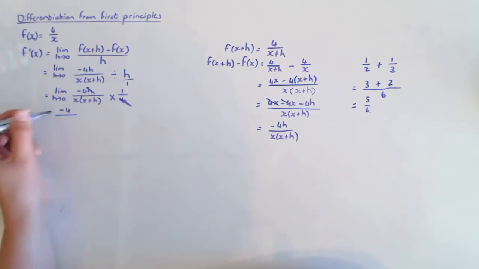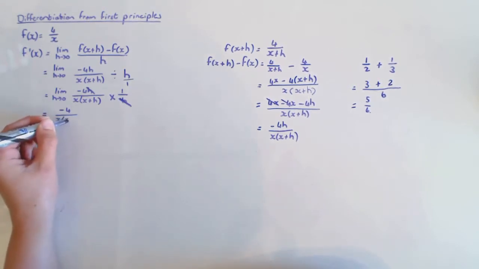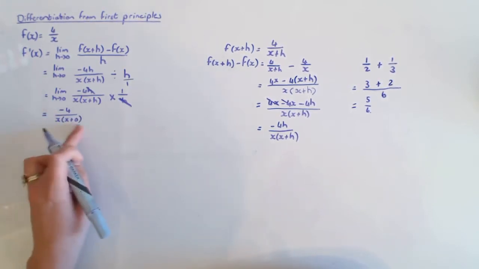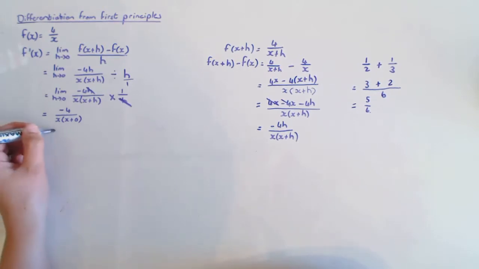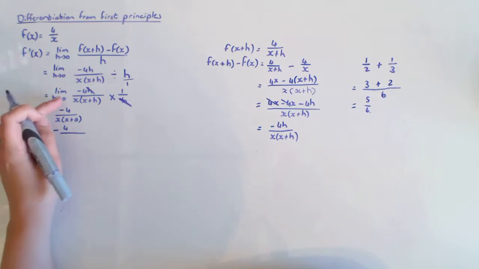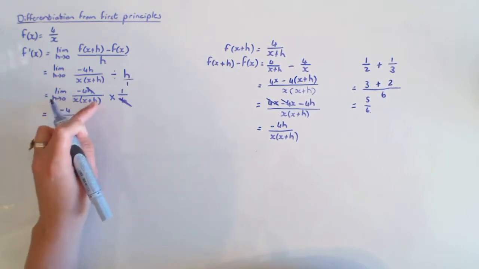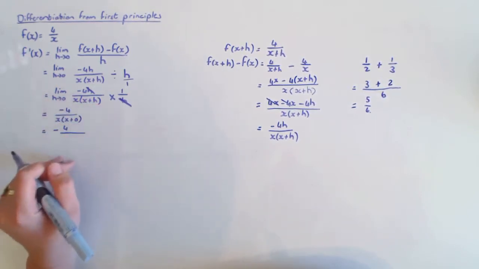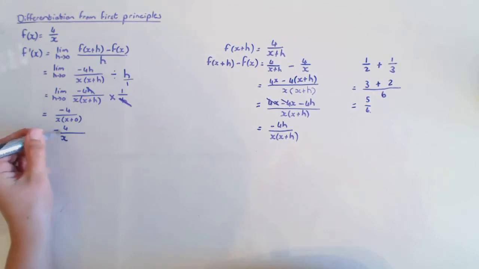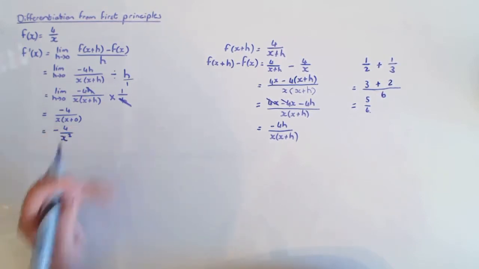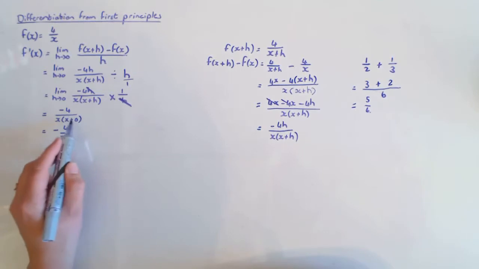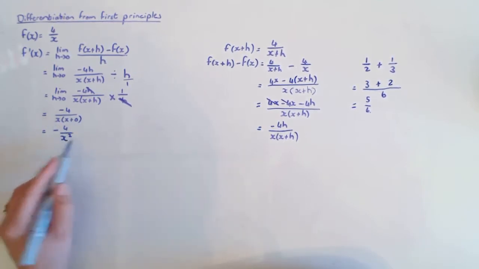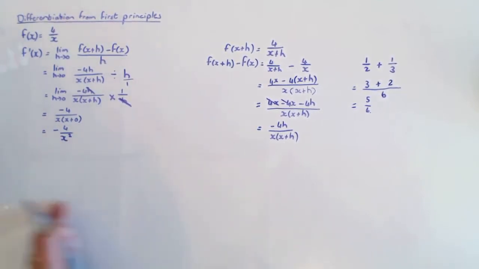So I have minus 4 over x plus 0, which is simply just x, to be honest. And you see I'm not writing the limit anymore because I substituted the h to be 0 now, so I don't need the limit anymore. And then this is just x squared. Right, x plus 0 is just x, and x times x is x squared. And that is my derivative from first principles.